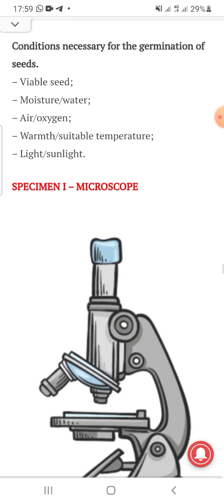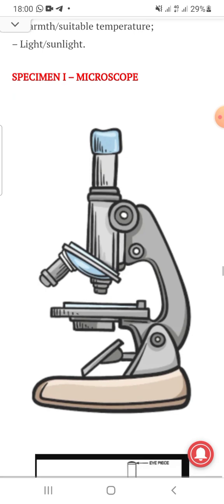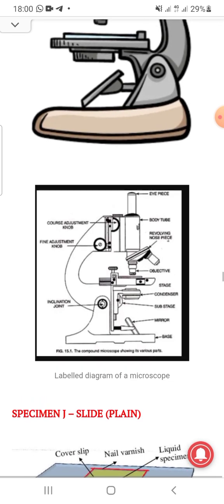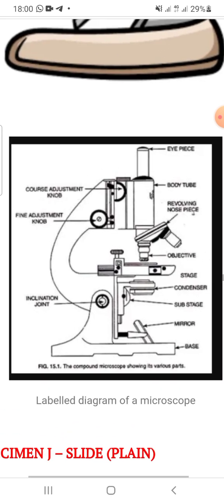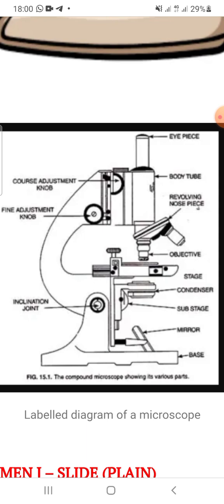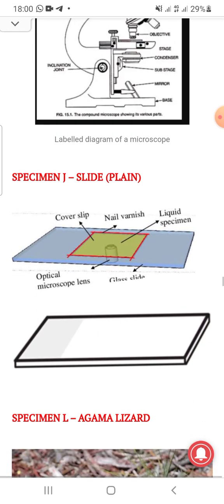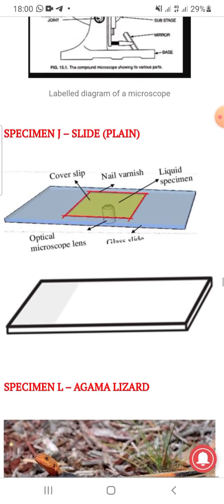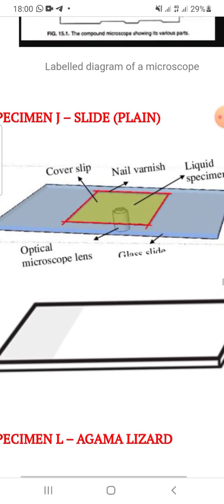Let's look at specimen I, microscope. This is the diagram of a microscope. So this is a labeled diagram of the microscope. Let's go to specimen J, slide plane. So specimen J, slide is plane. So this is a labeled diagram of it.